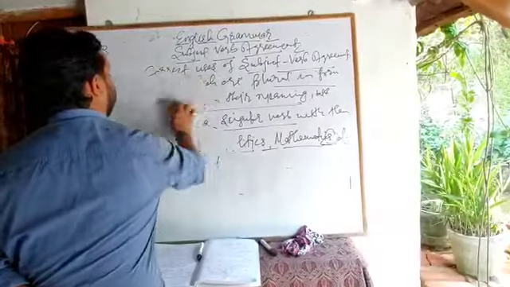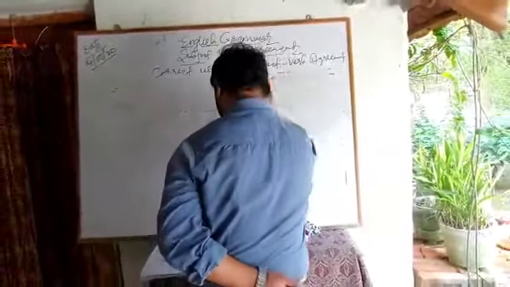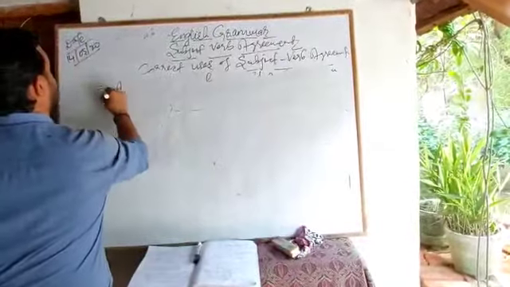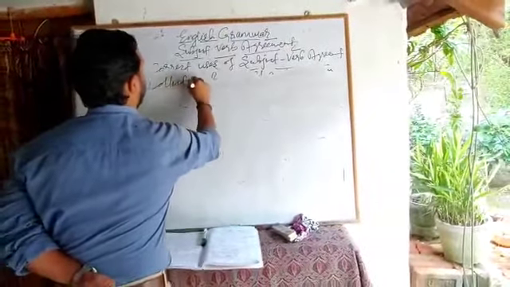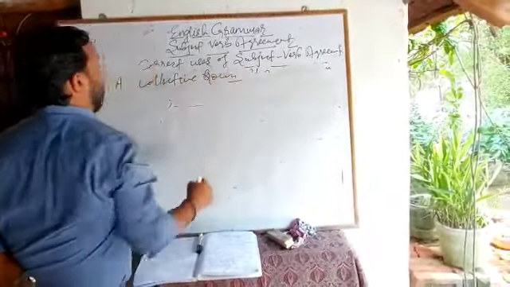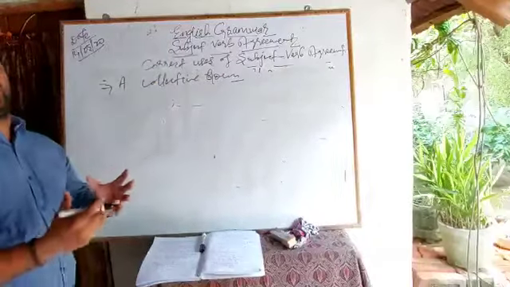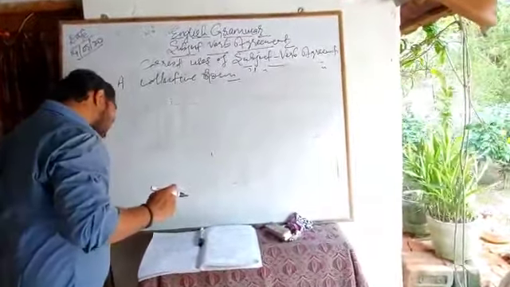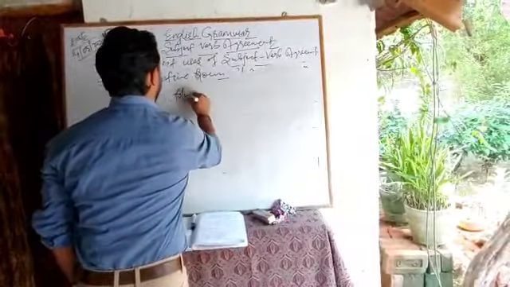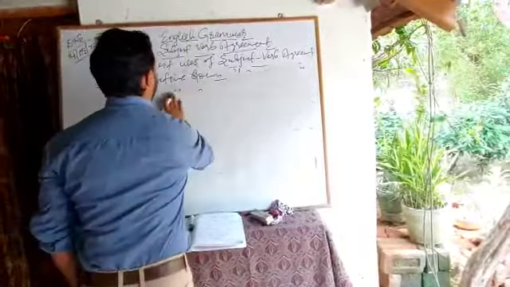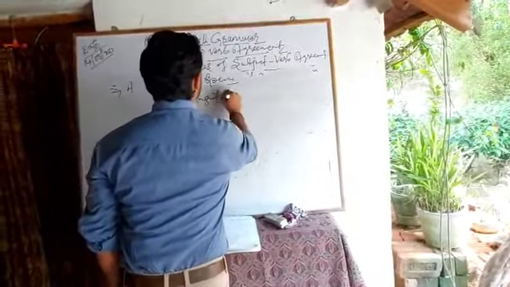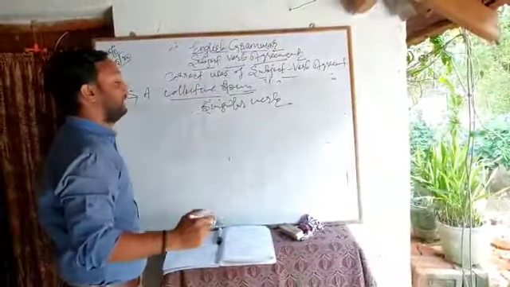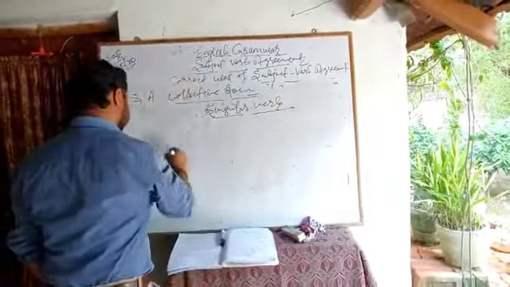Coming forward. In case of a collective noun, when a collective noun shows the collection as a whole, we take a singular verb. Okay, when a collective noun shows a collection as a whole, we will always use a singular verb. See the example.